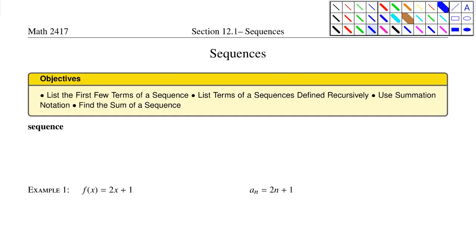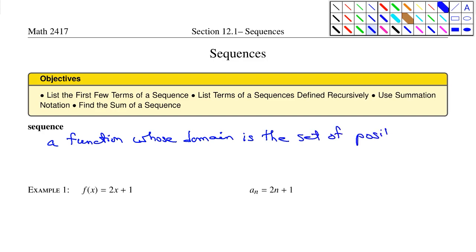In section 12.1, we look at sequences. So the first question is, what is a sequence? Well, a sequence is a function whose domain is the set of positive integers. It's a function whose domain is the set of positive integers.